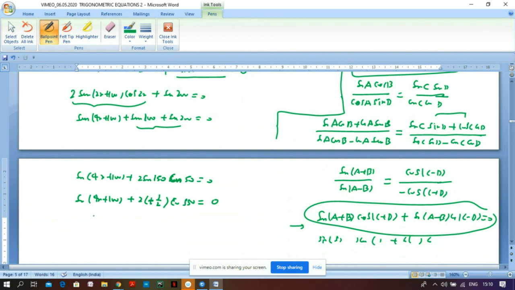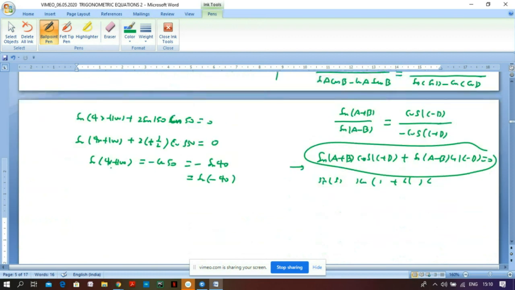Now this is plus half. So you're getting sine of 4x plus 100 is negative of cos 50. I can write negative of cos 50 as negative of sine 40, that is sine of negative 40. I have taken all inside. So you got sine A is sine B. So 4x plus 100 is n pi plus minus 1 to the power n times 40. This is in degrees, so write degree. Here it is pi. So now 4x equals n pi plus minus 1 to the power n times 40 degrees, minus 100.